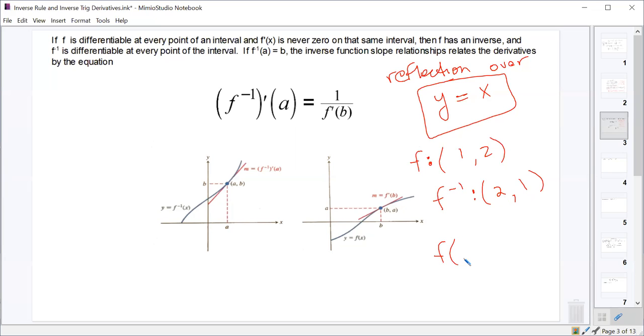And last thing, what is f composed of f inverse of x? Isn't it just x? It's just x. And the same with f inverse composed of f is also x.